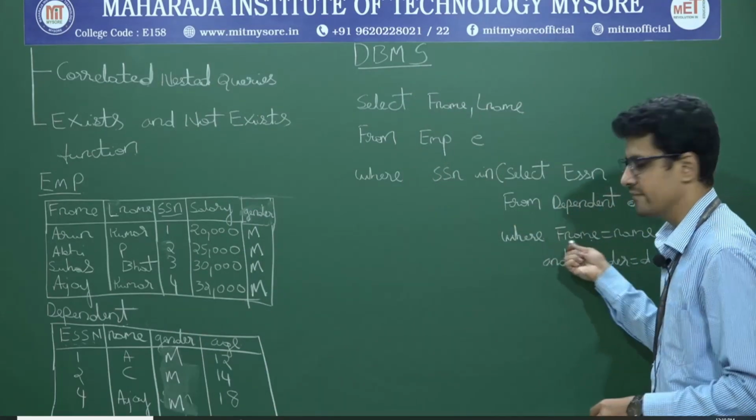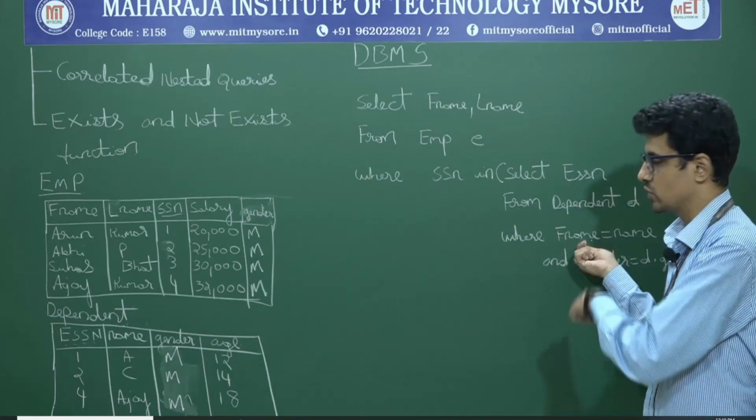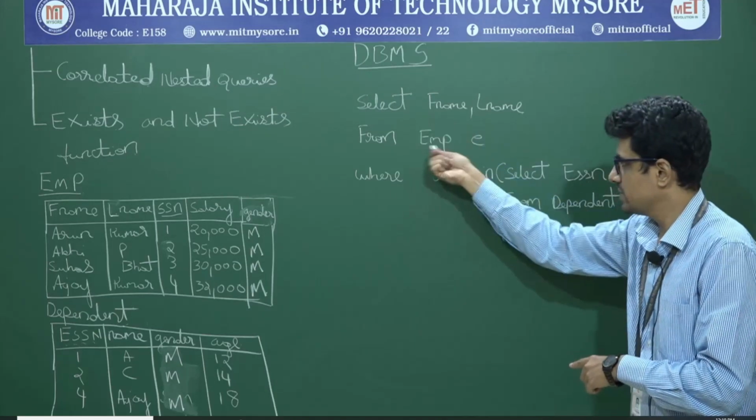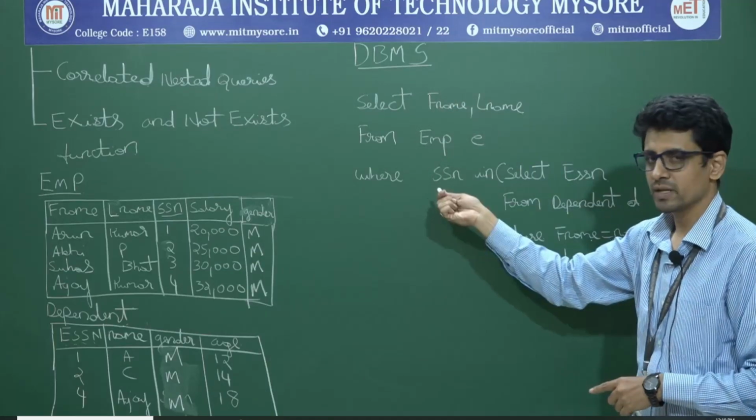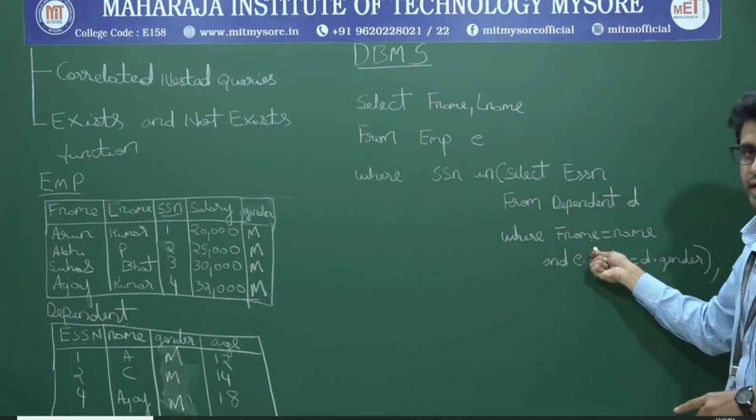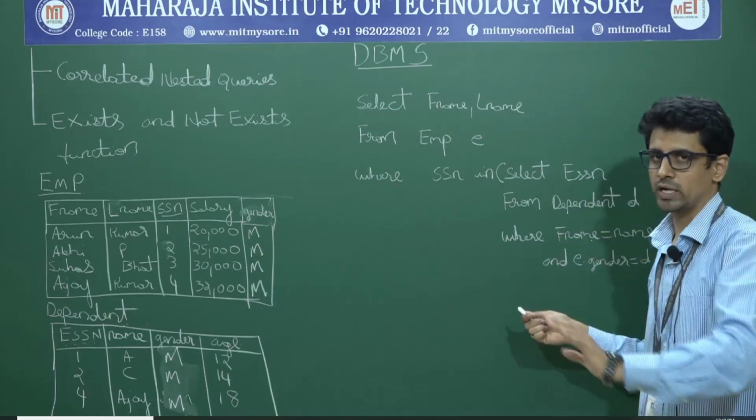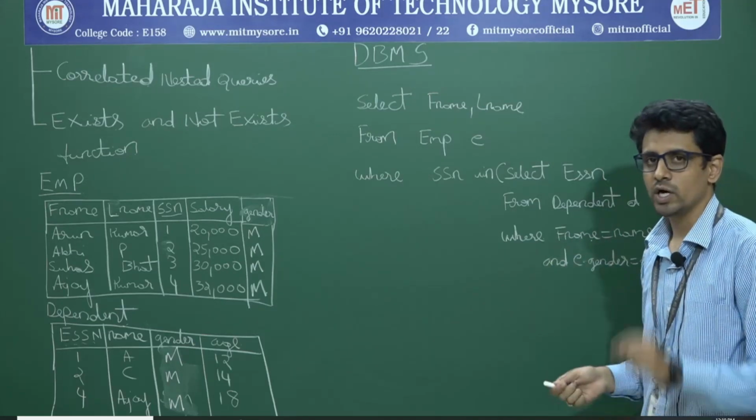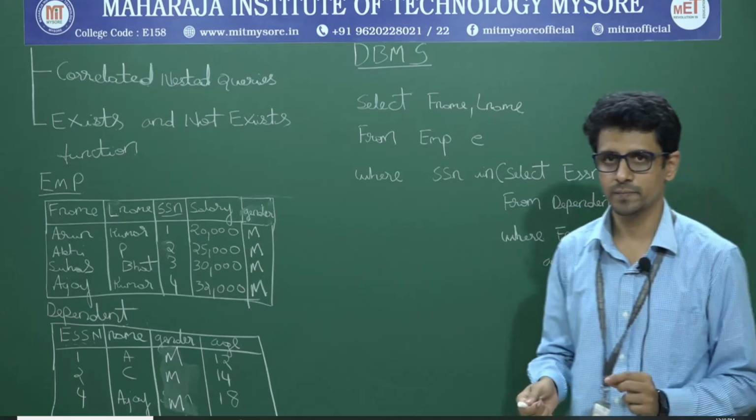Say for example, I have used this F name as an attribute in the inner query, but F name belongs to which table? Employee table. Employee table is referred in the outer query, but its attribute is used in the inner query. This is called correlation. If you have this kind of syntax in a query, it is called a correlated nested query.